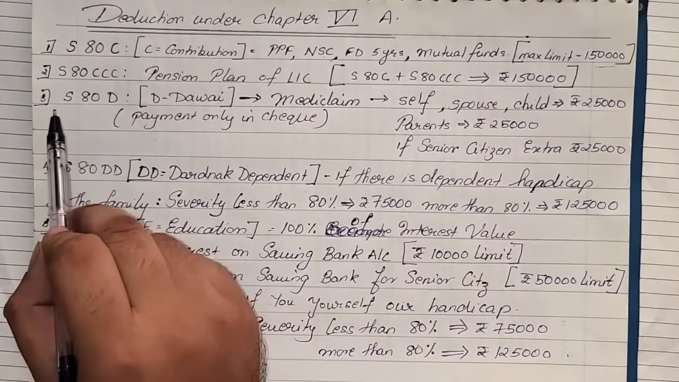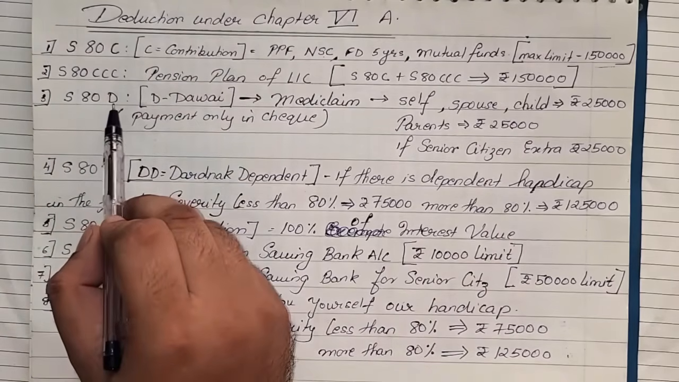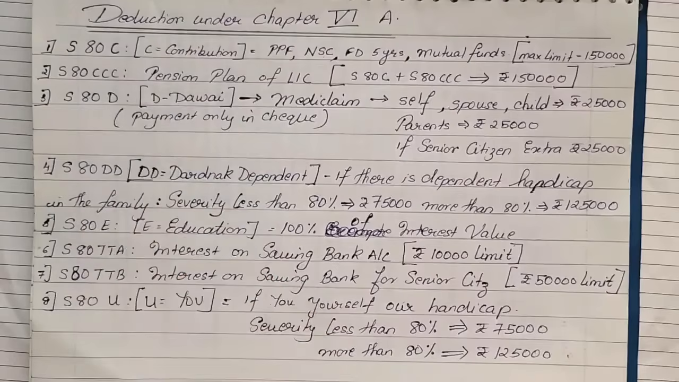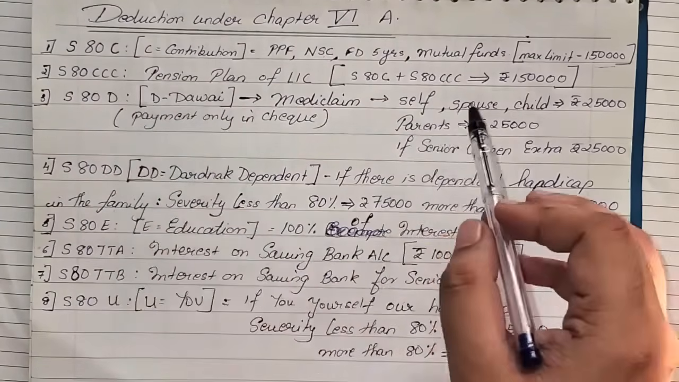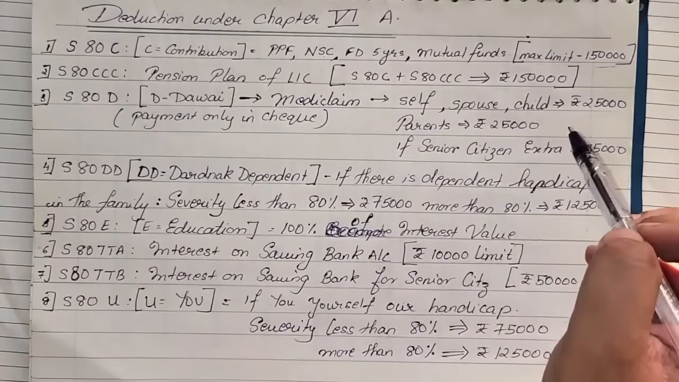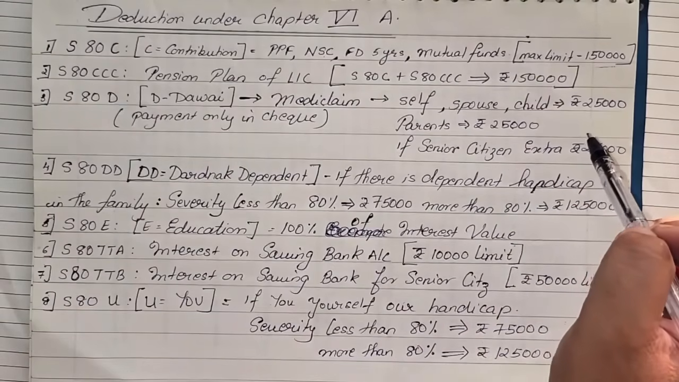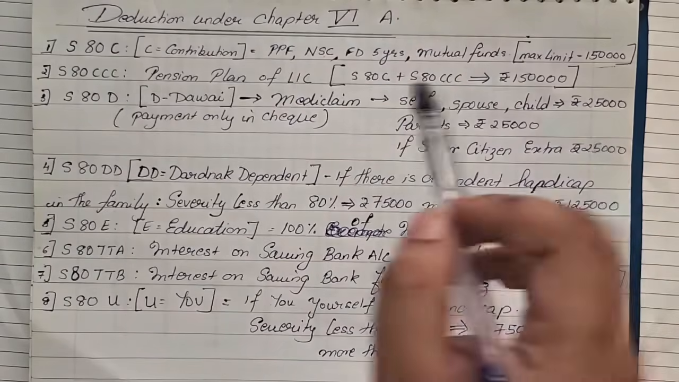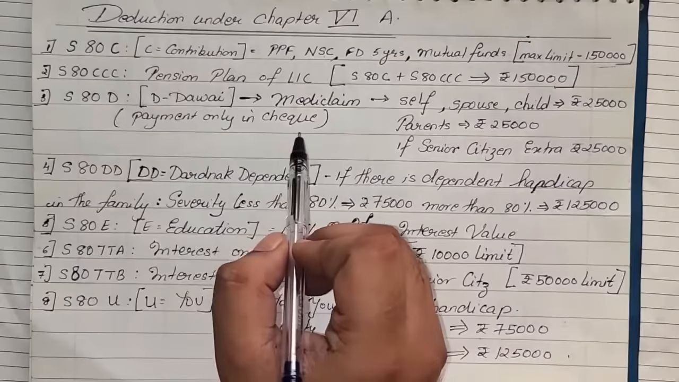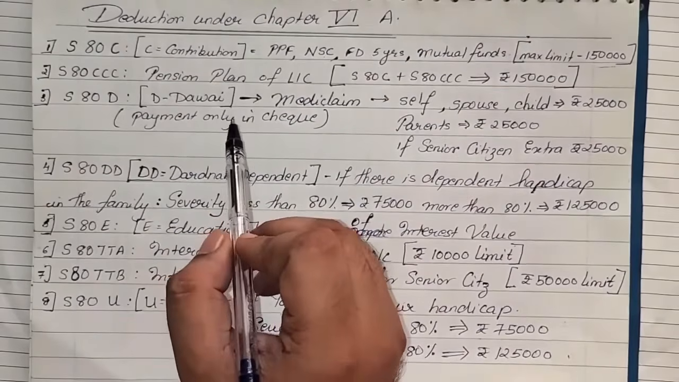Next comes section 80D. Remember D for Dawai. Dawai means something related to mediclaim. Okay. So D is for Dawai. For self, spouse, child, parent, 25,000 rupees ka deduction you can get. And if there is a senior citizen, you can get extra 25,000 rupees. Just remember, mediclaim has to be paid by cheque only, then you can ask for this particular deduction.